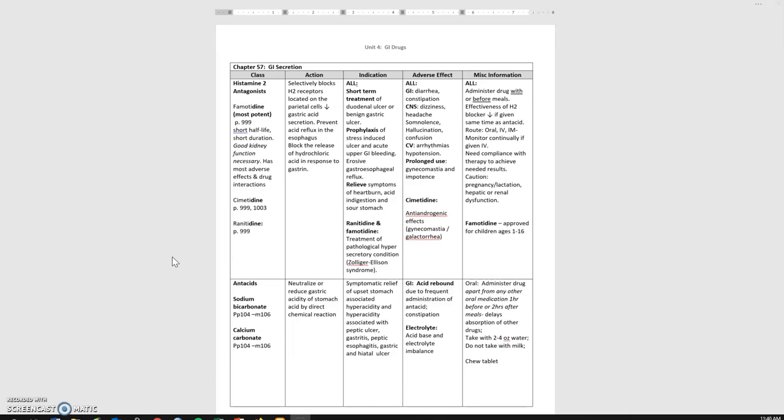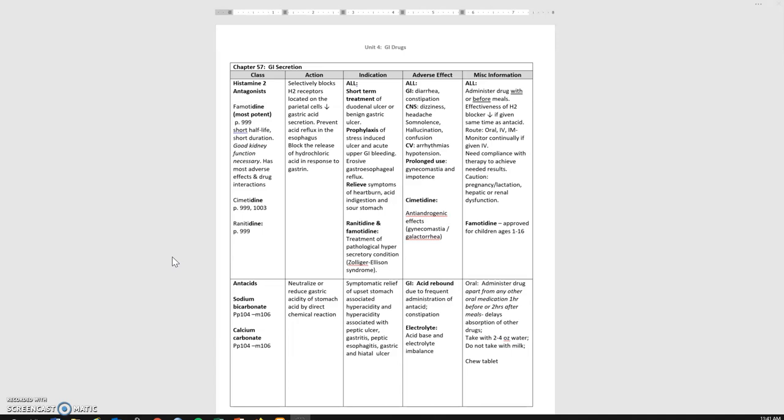They're used for short-term treatment of ulcers, prophylaxis of a stress-induced ulcer, for erosive gastric reflux or GERD, and to relieve heartburn symptoms. Ranitidine and famotidine also treat a pathological hypersecretory condition. They all cause GI effects, and with prolonged use, this class of drugs cause gynecomastia and impotence. Cimetidine is particularly prone to causing these last two side effects.